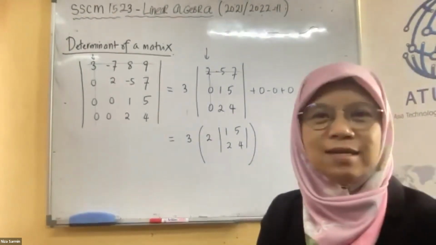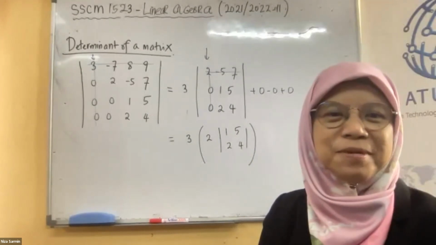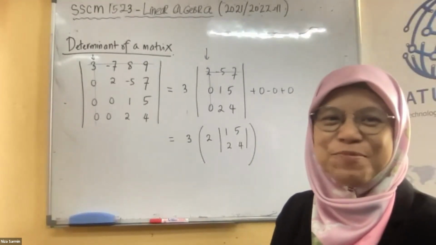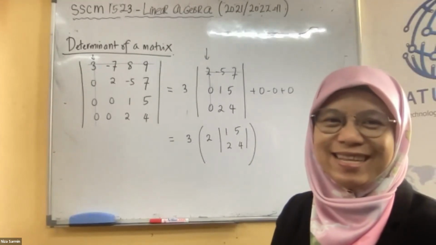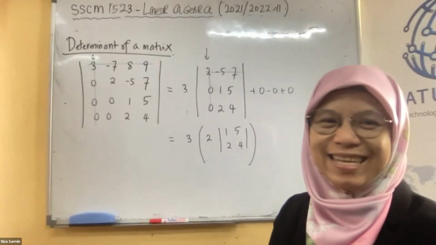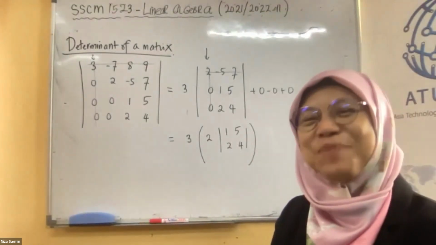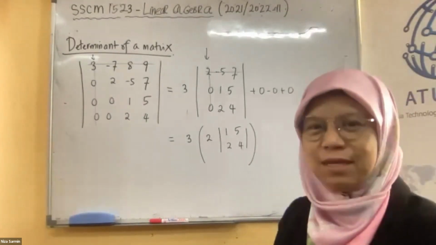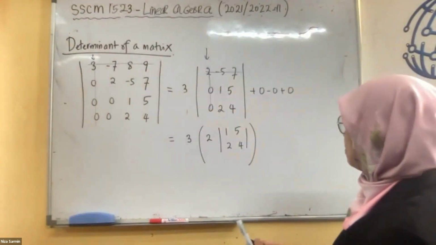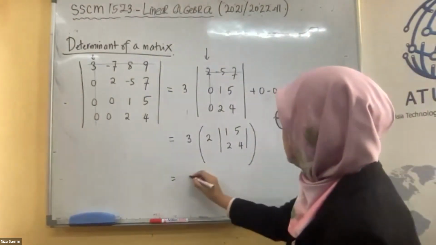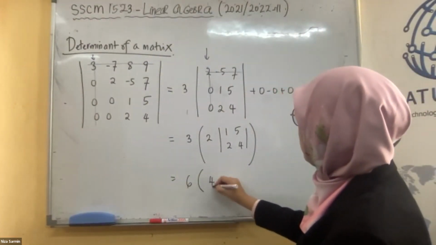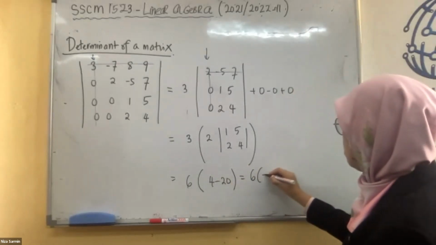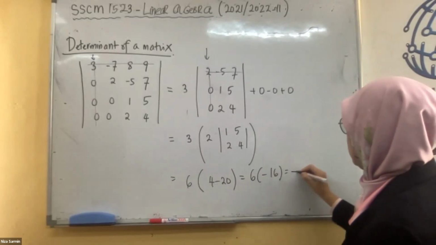Fahanis ada tapi tak nampak cakap apa. You were saying something. Fahanis, unmute. I want to hear what you said. Data saya tanya mana datang 2 tu. It's 2 by 2 kan? Nak menyusahkan diri lah, nak column lah apa. D minus BC. Okay, it's 2 by 2 already. Okay, thank you. So this is 6 and then 4 minus 20, right? So 6 times minus 16.